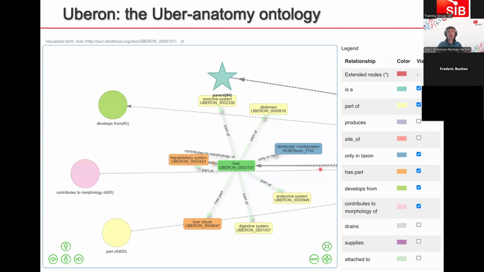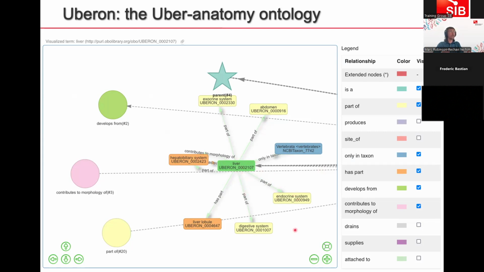So it was made by integrating the ontology describing different animals and then expanding this. And so it's quite a complex ontology, which will allow you to say that, for example, liver is part of the abdomen, is part of the exocrine system, is part of the hepatobiliary system, is found only in vertebrates. So you also have these restrictions to know by taxon, is part of the endocrine system, and so on.